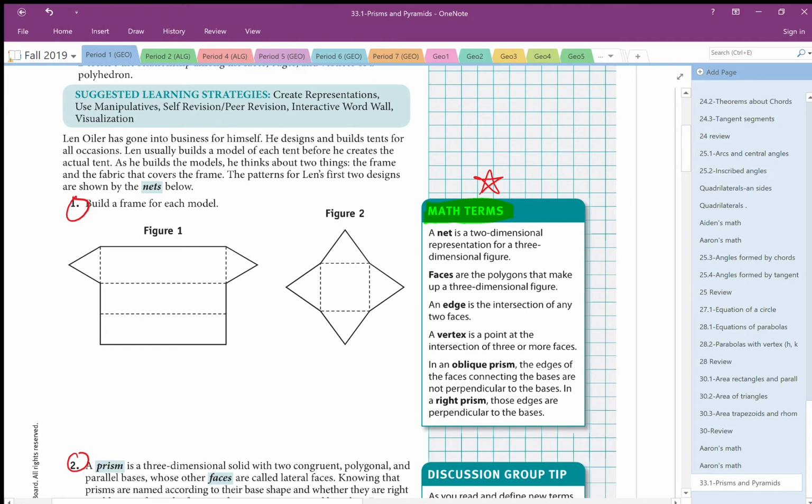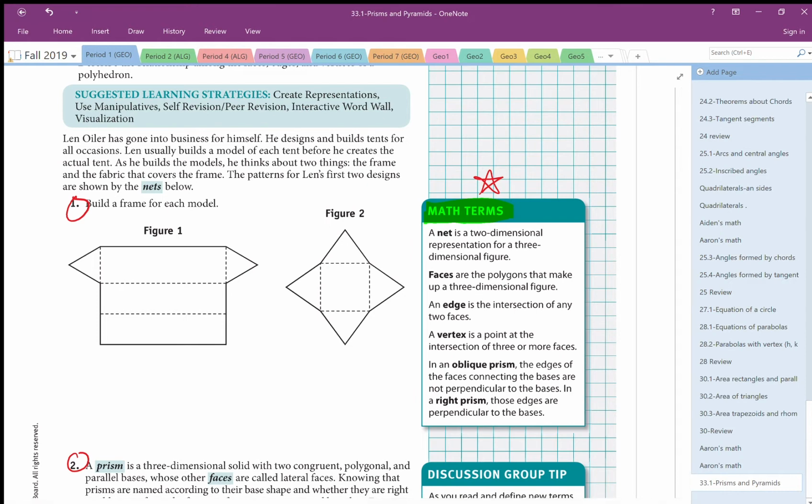A vertex is a point at the intersection of 3 or more faces. So here's a point, here's a point, here's a point, here's a point. When all these triangles are up in their 3 dimensions, they will converge into one single point, all right? So any point where 2 edges meet, okay? Or the intersection of 3 or more faces.